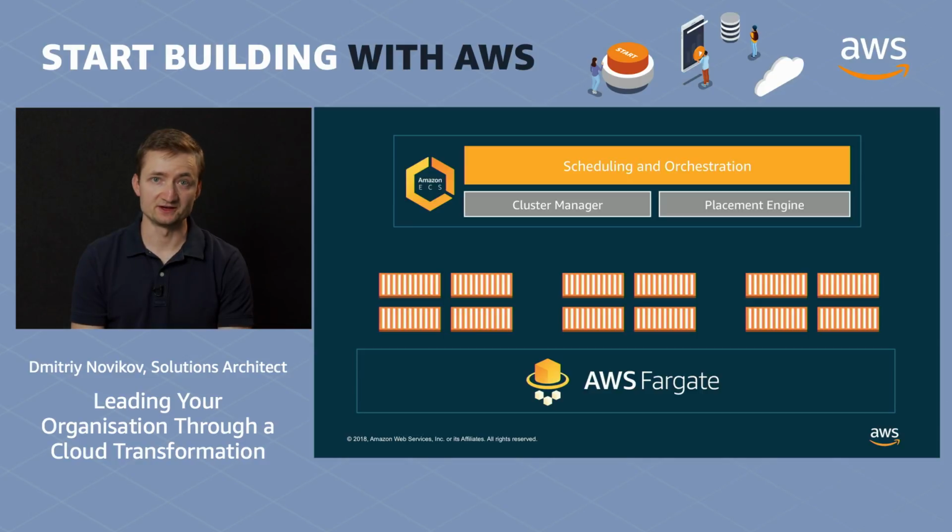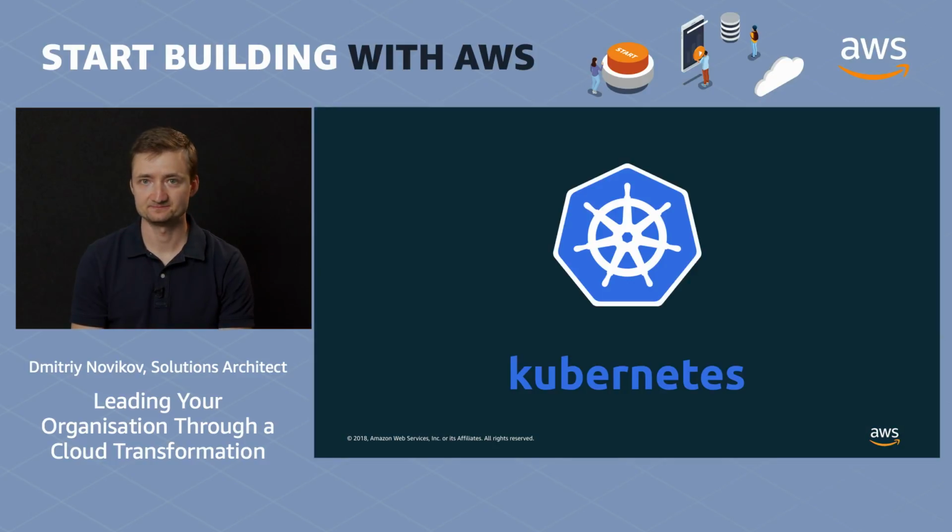Let's talk about the rest of the container ecosystem. At re:Invent last year, we announced a new service to help our customers run Kubernetes workloads at scale on AWS. Let's quickly get up to speed with Kubernetes. Kubernetes is an open-source container orchestration system for automated deployments, scaling, and management of containerized applications, and is now maintained by Cloud Native Computing Foundation.